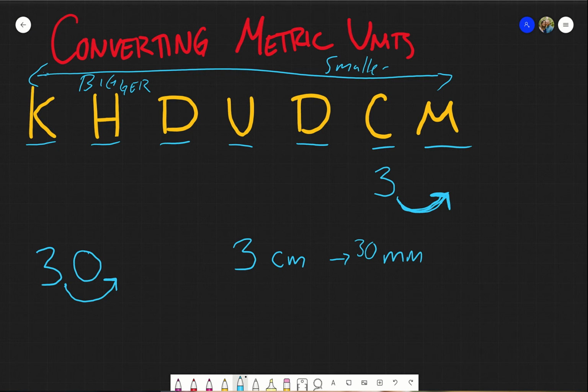So what's nice about metric units is it's all just about moving your decimal from one location to the next. The number of times we move our decimal is the number of times we go through this chart here. Every time we go through the chart, that's 1 more decimal place we move.